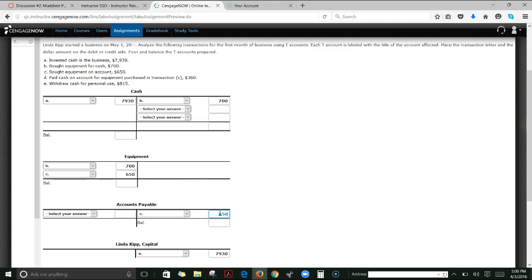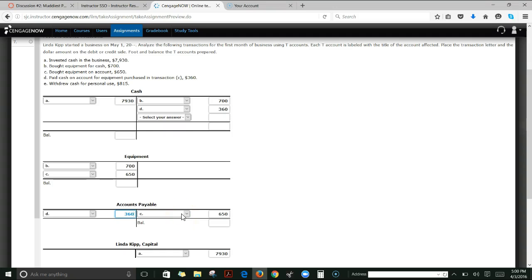Then I paid in D for some of that I just had charged. So I go to letter D on the cash because I paid cash out of 360, and it was for accounts payable, so I'm going to decrease my accounts payable by placing the D there in the amount of 360. I owed 650, and I'll subtract the 360 to owe less money now.